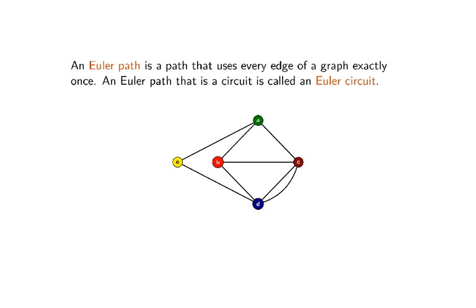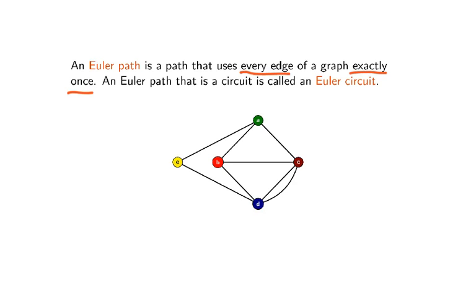An Euler path is a path that uses every edge exactly once. I mean, you have to travel all the edges, but exactly once, meaning that I cannot retrace the same edge. And an Euler path, if it starts and finishes at the same node, is going to be called an Euler circuit. So let's start with this graph and see if in here we can find an Euler path.